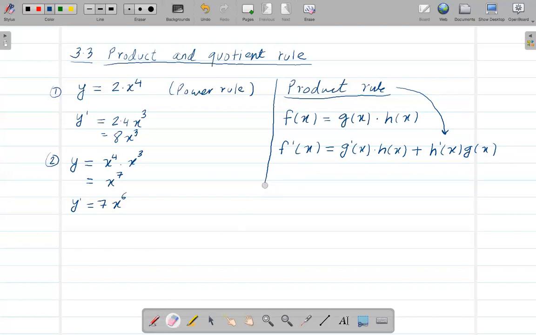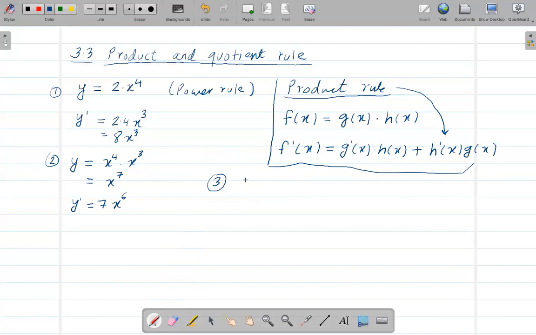So using this product rule, I can also find the derivative of this. Well, in this case, it's simple. Let's do another problem. Let's say another one, example 3.